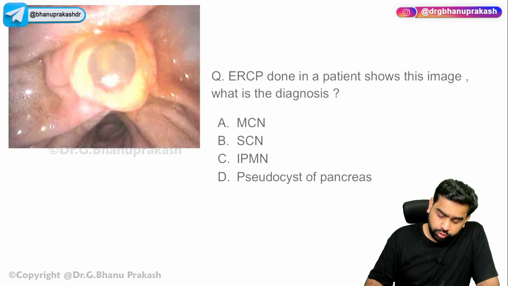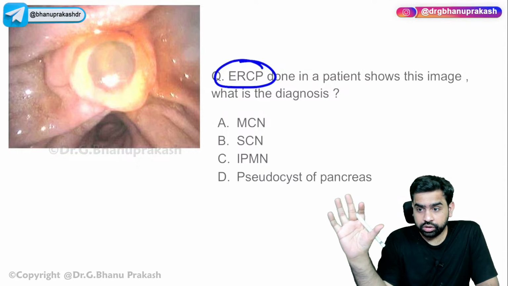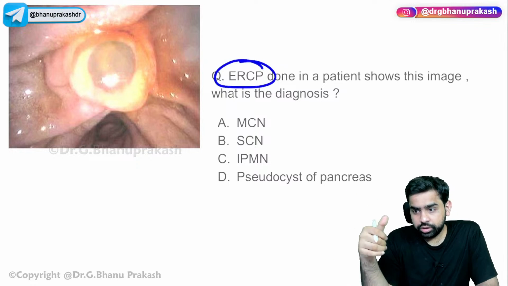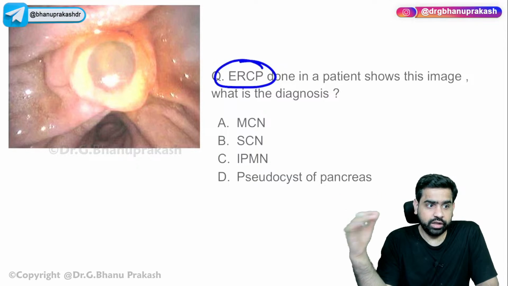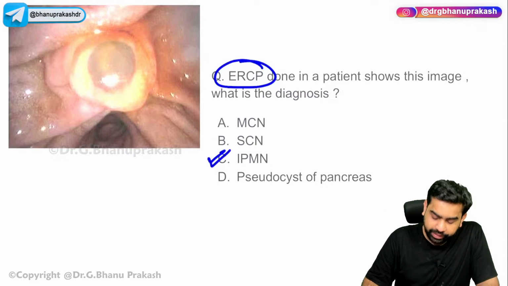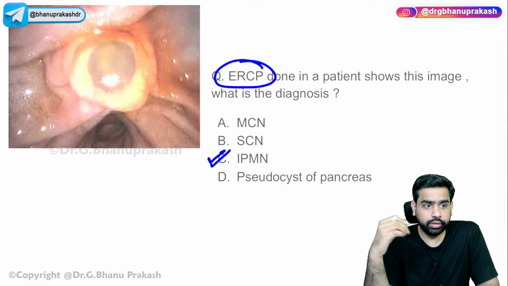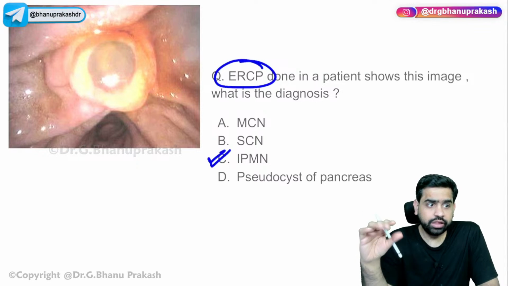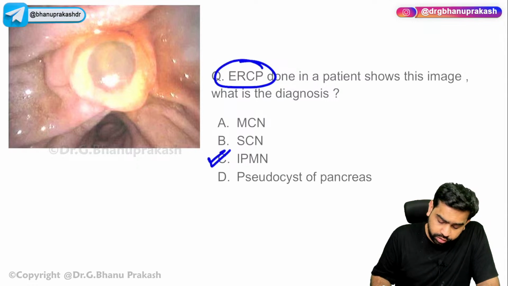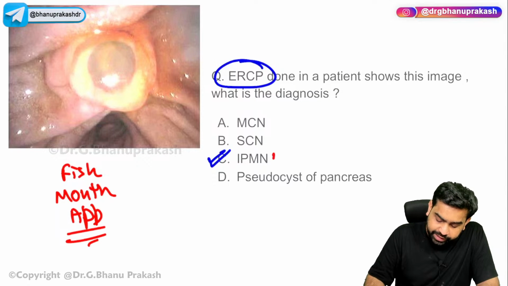Now, if you perform an ERCP in this particular patient, and this was the finding which you got, what is the diagnosis of this? Yes, absolutely right. This is an IPMN. And what is this particular image known as? What is this called? This is called a fish mouth appearance. Please try to understand, this is called a fish mouth appearance. You basically get a fish mouth appearance in the IPMN.